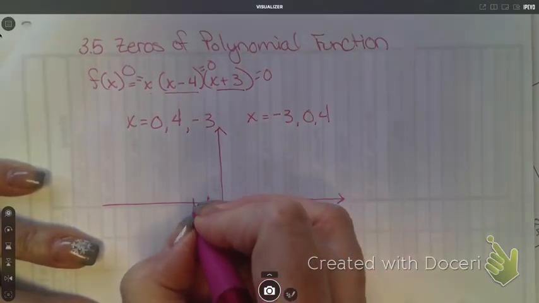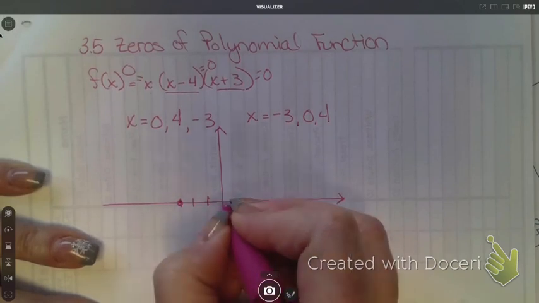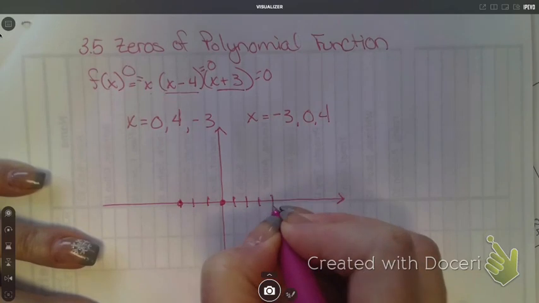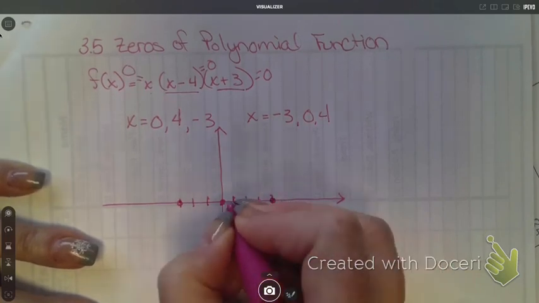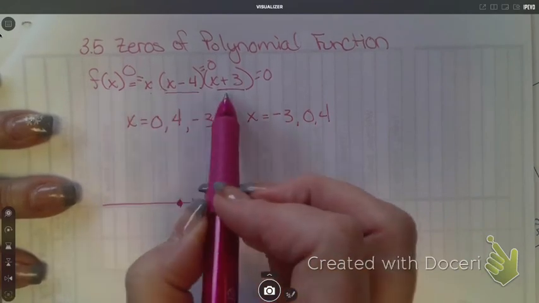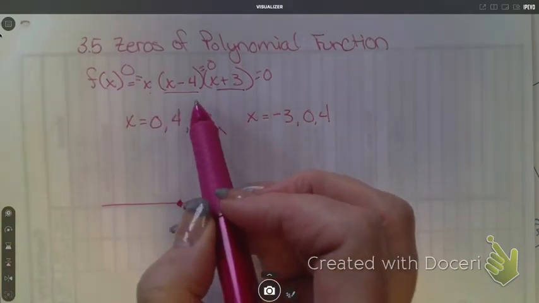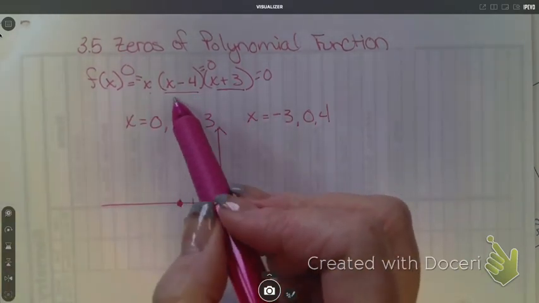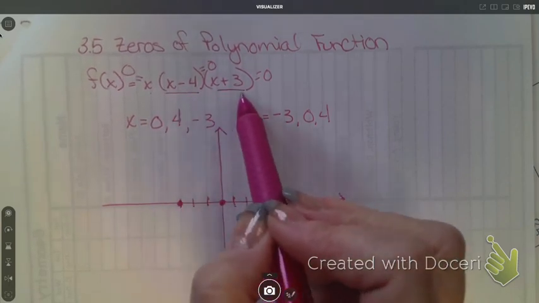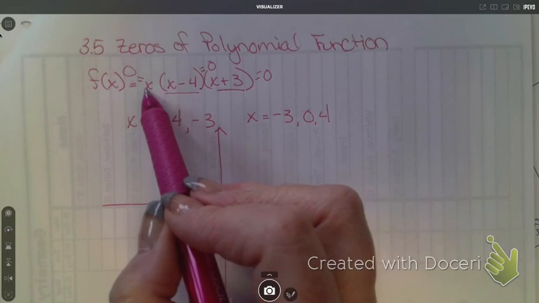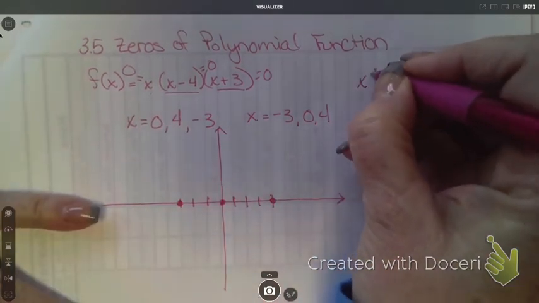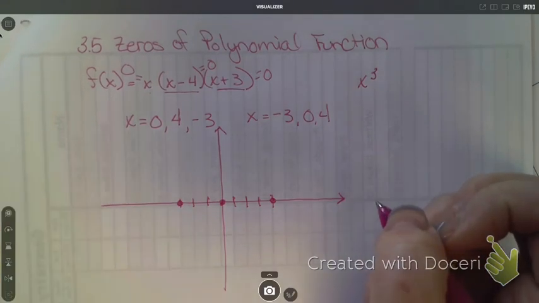So, negative 3, 0, and 4. So if I were to multiply all this out, what degree of a polynomial would I have? Well, this quantity times this quantity would give me x squared, correct? But then I multiply it by another x, it would be what? X cubed. It's going to be x cubed, and is it going to be a positive x cubed or a negative x cubed?